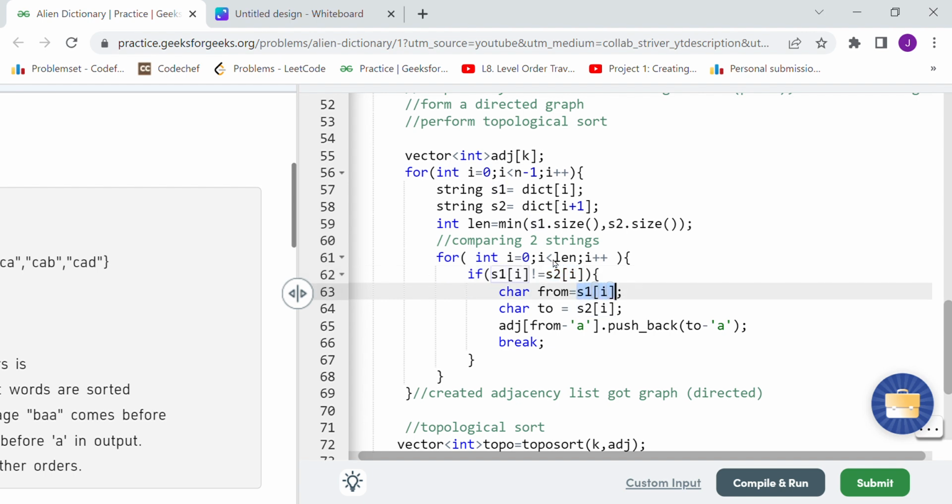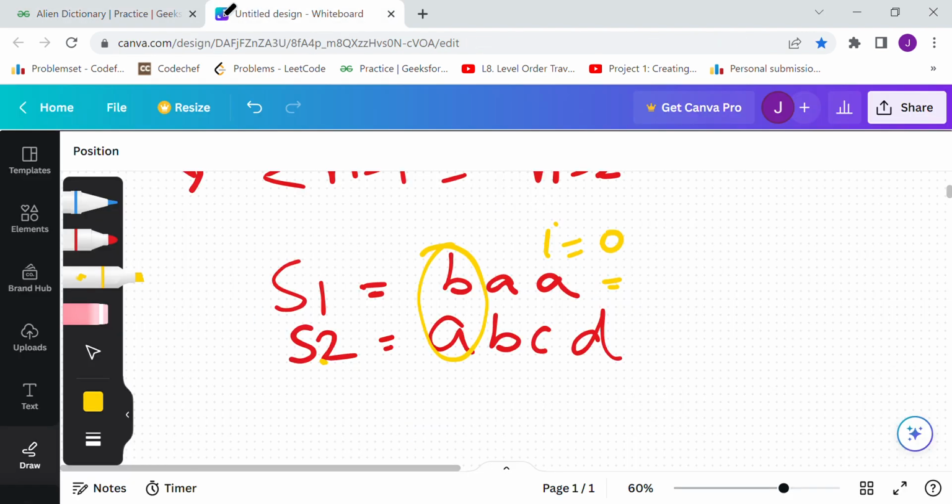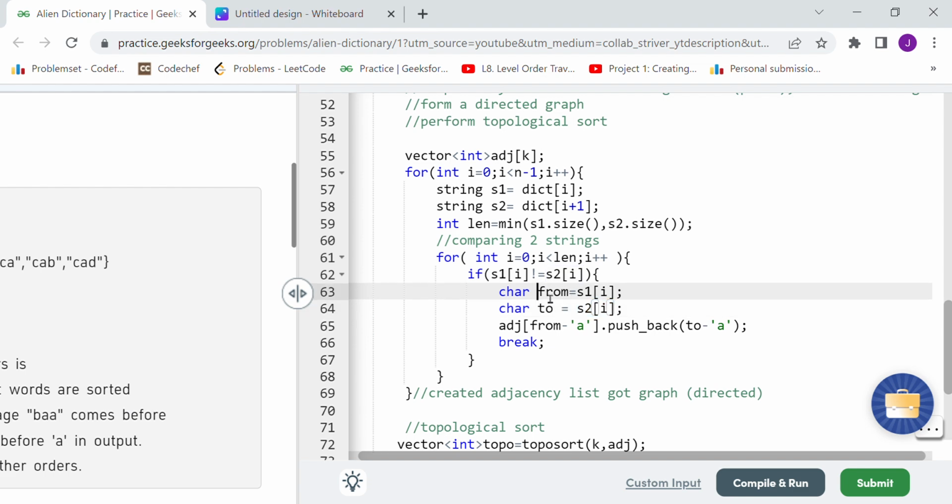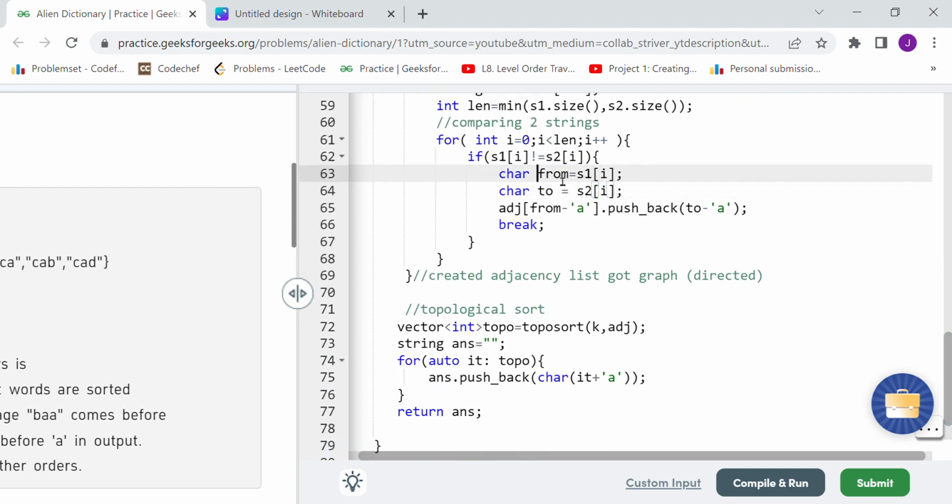We are storing s1's ith character as from and s2's ith character as to. Why? Because if we compare how we were storing in the graph, we were storing that a always comes after b, or b always comes before a, right? So I have taken this B as my from, and I've taken this A as my to. That is, we are going from B to A, from S1's ith element to S2's ith element, right? So this is my from and this is my to. So we are storing it in the adjacency list. In the adjacency list at from, push to.